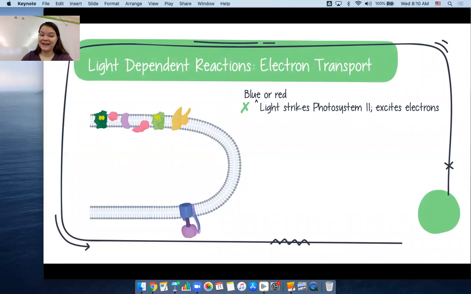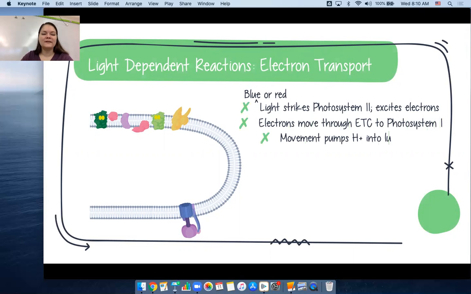Make sure it's blue or red light. And then that's going to be able to excite the pair of electrons. Once those electrons have been excited, they're going to leave from photosystem 2 and move through the electron chain into photosystem 1. As they're moving through the electron transport chain, just like we saw in cellular respiration, we're going to see the pumping of protons into the lumen. So you kind of see that process happen there.